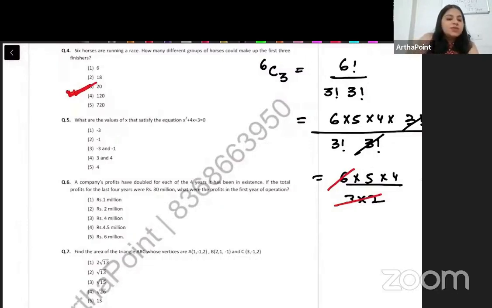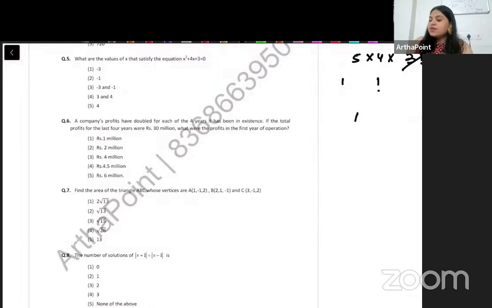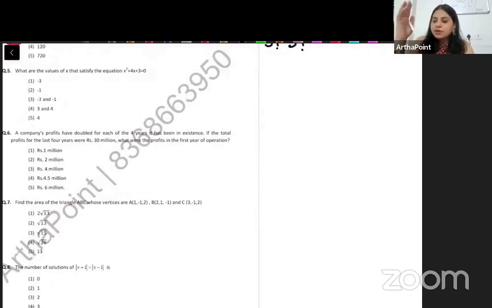Okay, up next, come to question number 5. Let's have a look at that question. So it says, what are the values of x? But I want you to practice it along with me. This is a good revision for you. If you do it with me, it's done. The sample paper finishes in one go.